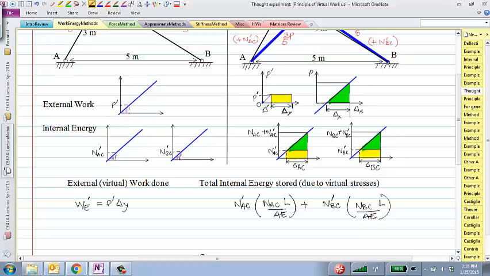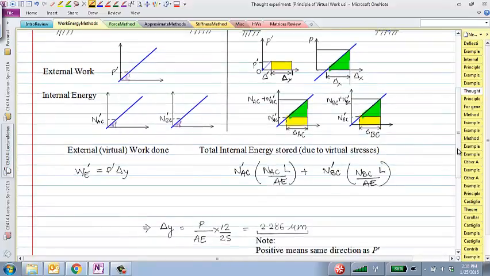Without going through the details of the calculation, we can show that if I equate, sorry, I should write that this internal energy is also U_I prime. With the real energy method, we were equating W_E to U_I. Those are both real work and real energy. In the principle of virtual work, we are computing the virtual work done and equating it to the virtual energy stored within the system. Okay.